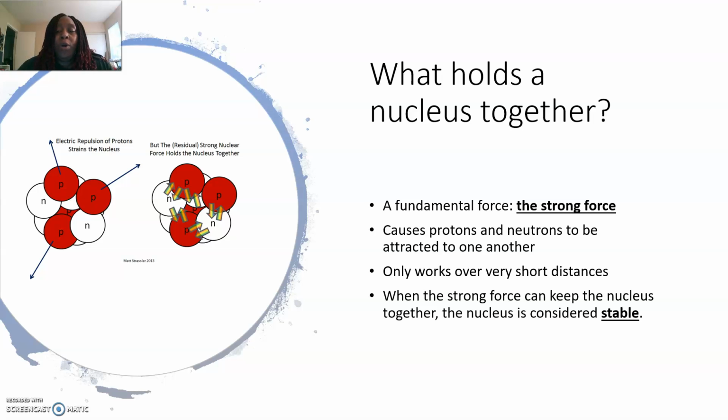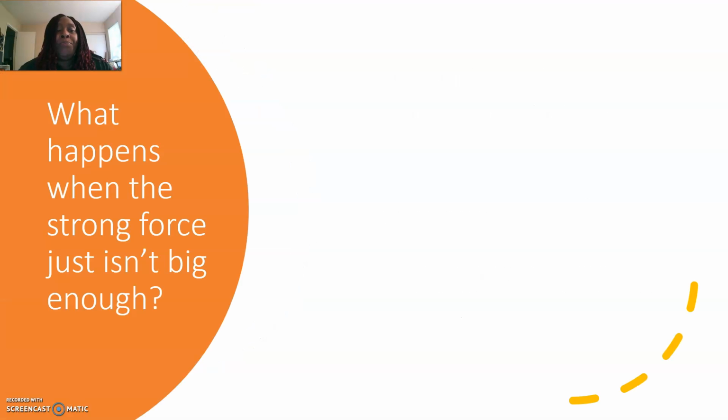So, when the strong force can keep the nucleus together, the nucleus is considered stable. And obviously, what we're going to be talking about in nuclear chemistry is when the opposite happens, when the force is not strong enough to keep the nucleus together. Hence, we get nuclei or atoms that are unstable, and that leads us into radioactivity and radioactive decay, which is basically what this is all about.